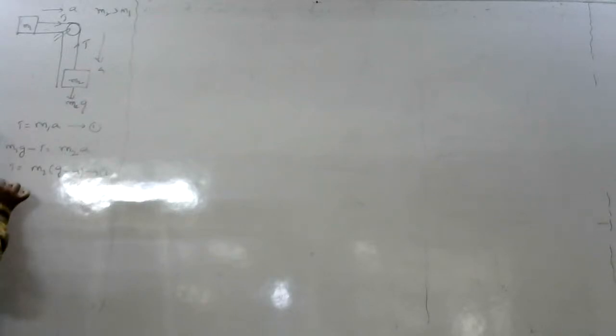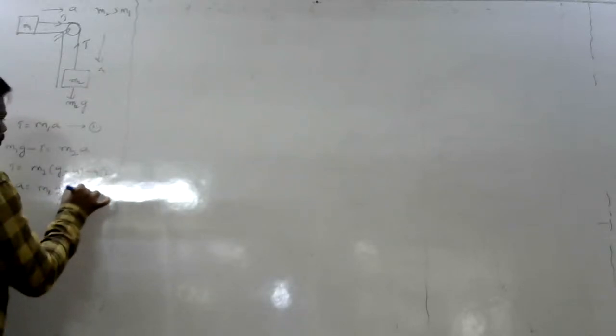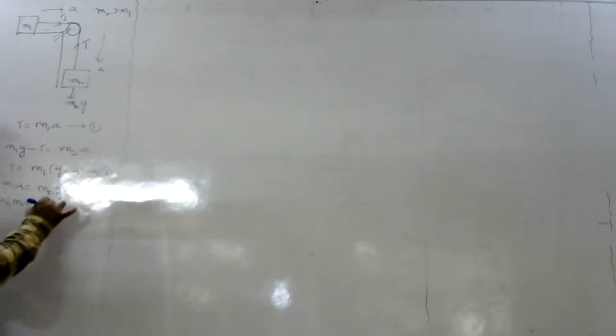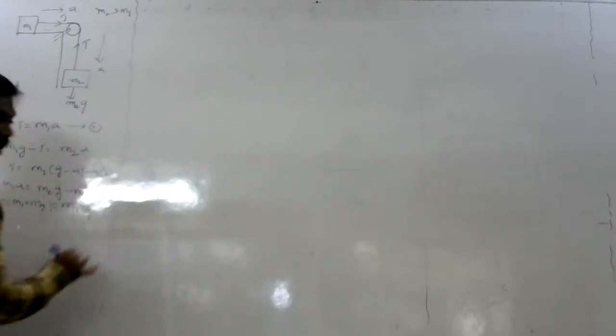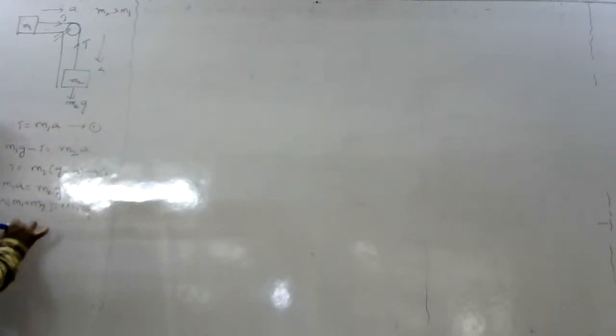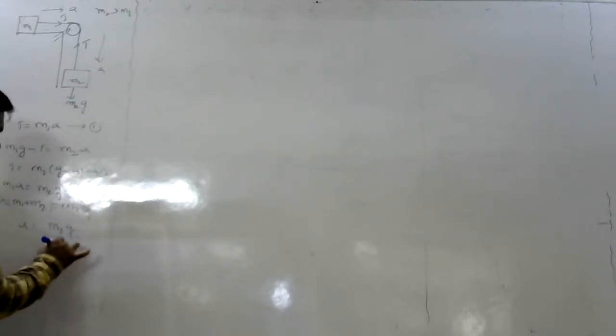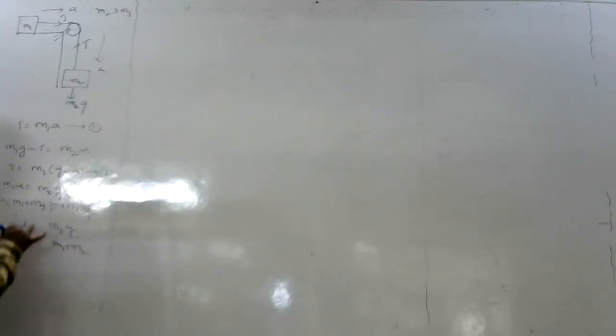From equations 1 and 2, m1a is equal to m2g minus m2a. Minus m2a becomes plus. So a into m1 plus m2 is equal to m2g. Therefore, acceleration a is equal to m2g by m1 plus m2.